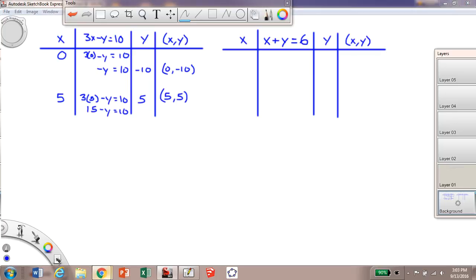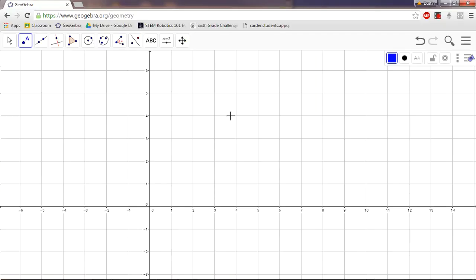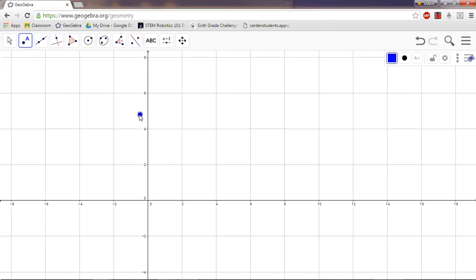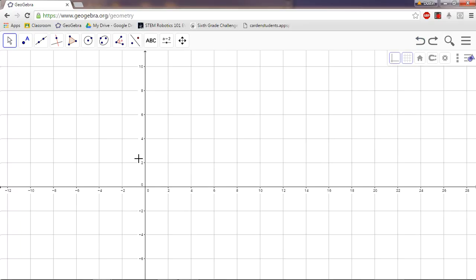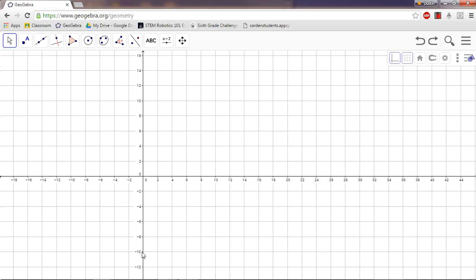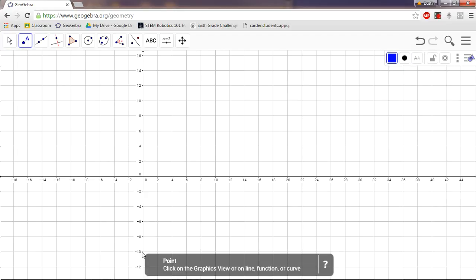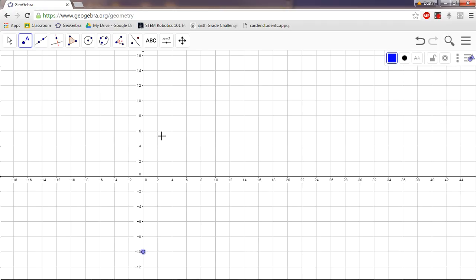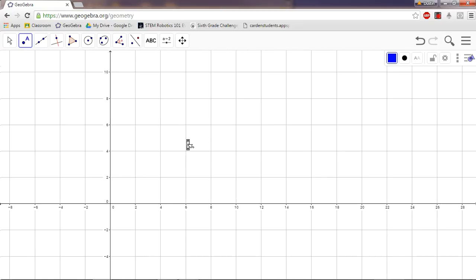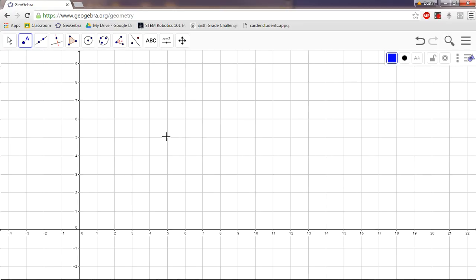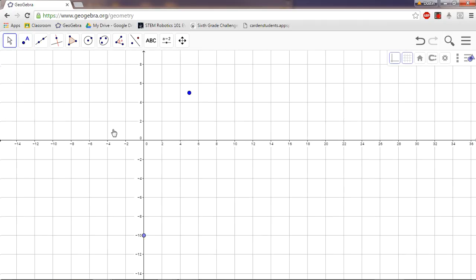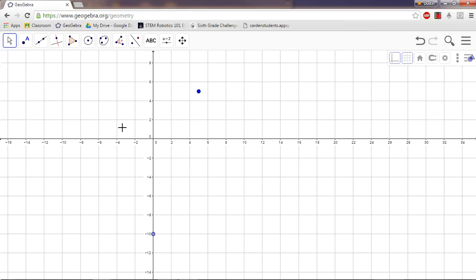Okay, so I'm going to go over here to GeoGebra, and my points were 0, was it 0, negative 10? Okay, I need to zoom out a little bit. So we've got here 0, negative 10. Boom, right there. And the other point was 5, 5. I need to zoom in a little bit, get my 5 up there. Here we go, 5, 5 right there. And I'm just going to move this so we can see what's going on here. Those are my 2 points so far.